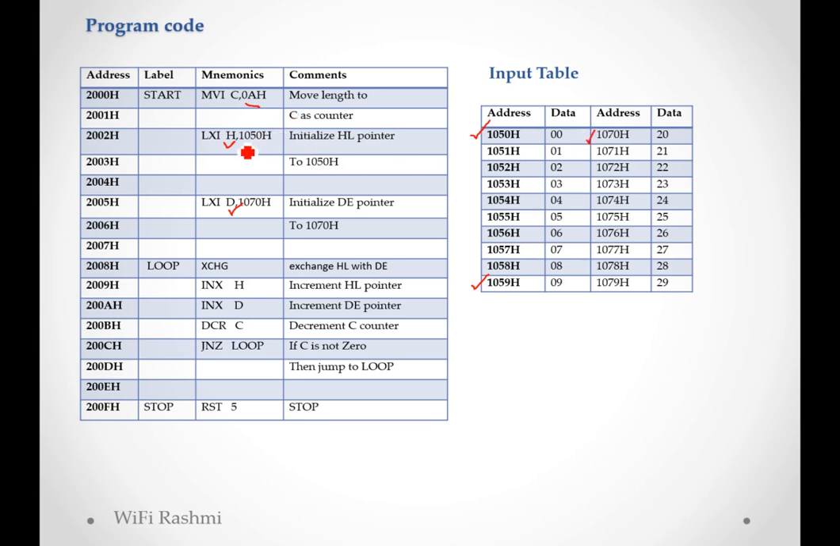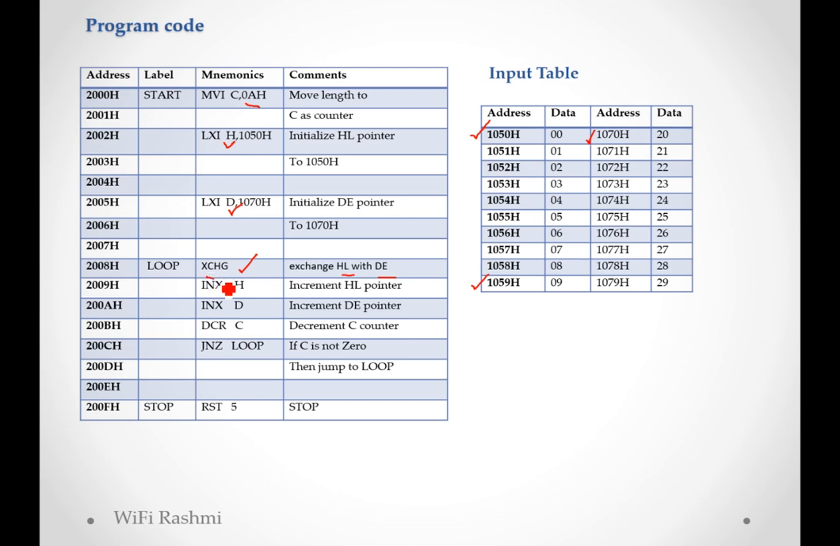So let's think about why we are using HL and DE. Because of this instruction, according to the method, we can exchange the content of HL and DE by using this. So this is the reason we are using HL and DE here. So we cannot use BC. So by mistake, do not use the BC pair here.